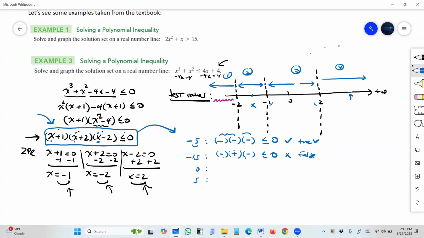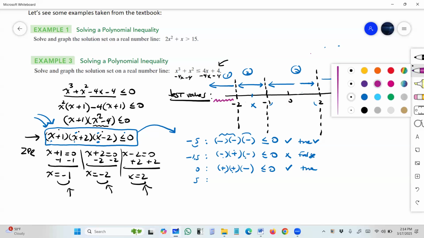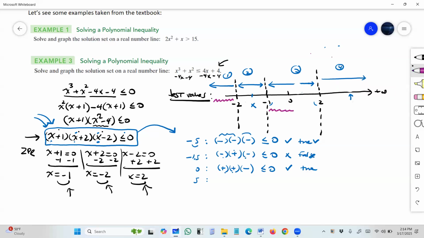Let's test the 0. Again, we go back into the factor form. So 0 plus 1 is 1, which is positive. 0 plus 2 is 2, which is positive. And 0 minus 2 is minus 2, which is negative. So positive times a positive is positive, times a negative is negative. So that is true. So there is a solution here.